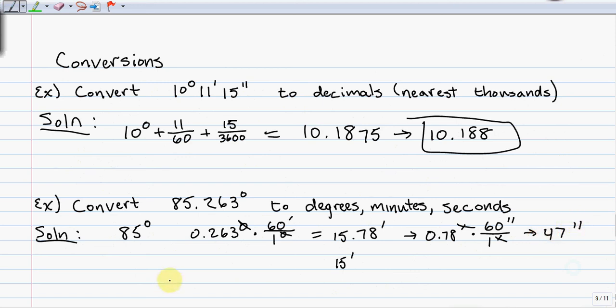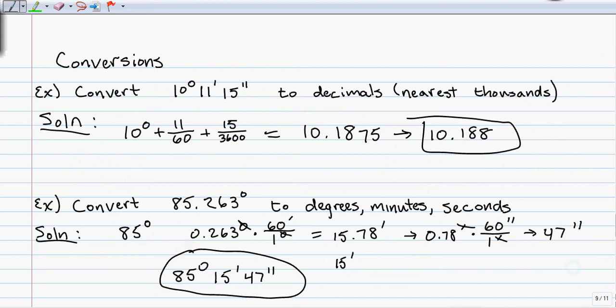So overall, we had a whole number of 85 degrees. Okay. Then the decimal part turned into 15.78 minutes. We took the whole part of that, 15 minutes. Okay. And then that decimal part, 0.78, turned into 47 seconds. So our answer is 85 degrees, 15 minutes, and 47 seconds.